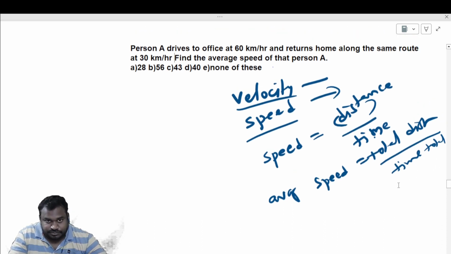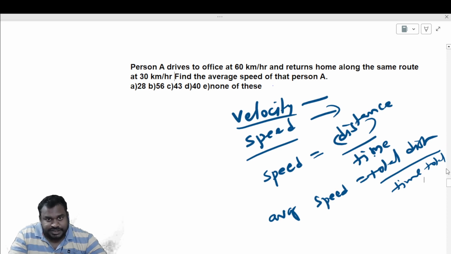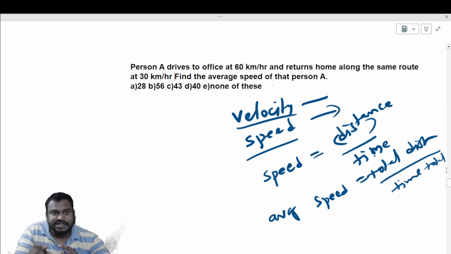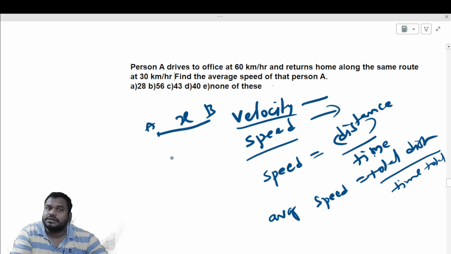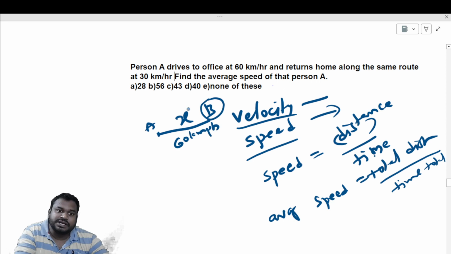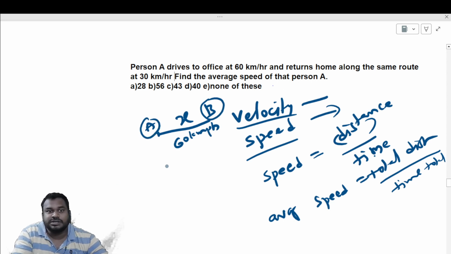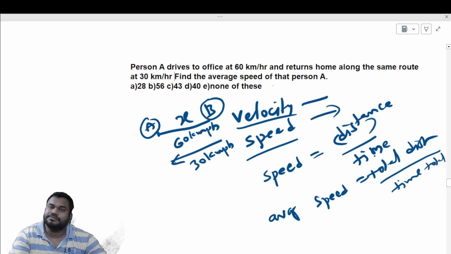Here, this can be done in two ways. I'll tell you, this is a shortcut also. Suppose x is the distance from point A to point B. A house is there, B office is there. From house to office he is going at 60 kmph and coming back, from B to A, at 30 kmph.